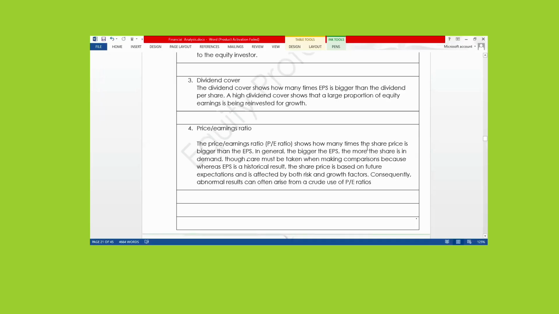All right. We have explained the meaning and the limitations. That's it for requirement A.